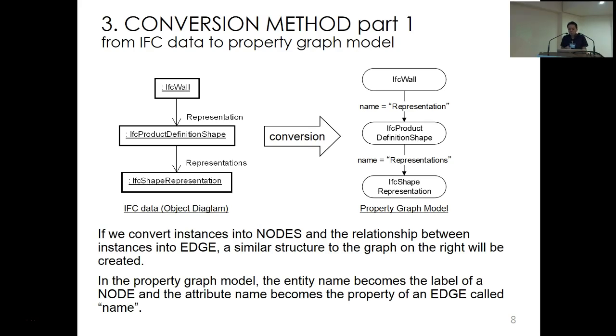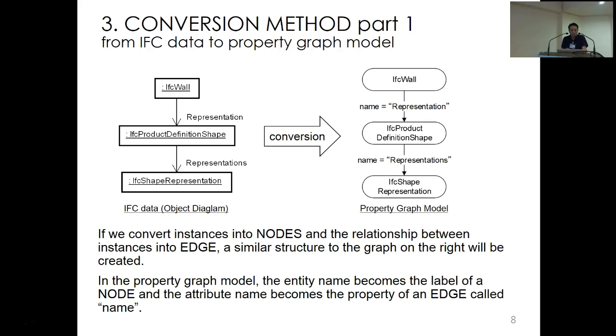It's necessary to convert the IFC data to the property graph model in order to store the IFC data into GraphDB. I will describe how to convert the IFC data to the property graph model. If we convert instances into nodes and the relationships between instances into edges, a similar structure to the graph on the right will be created.